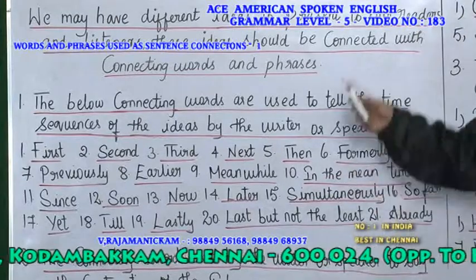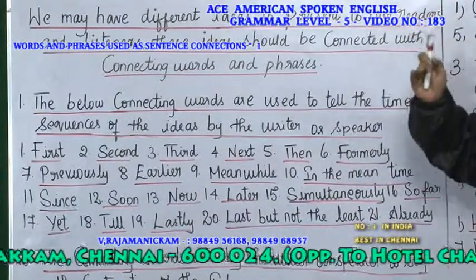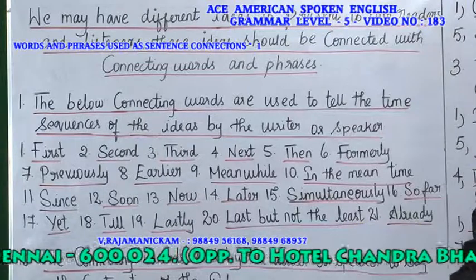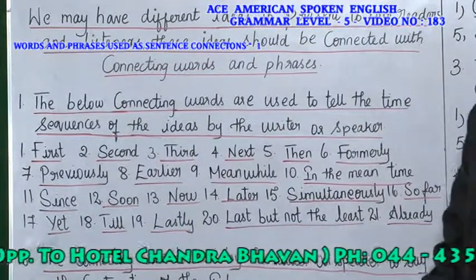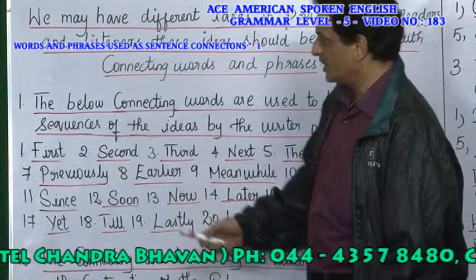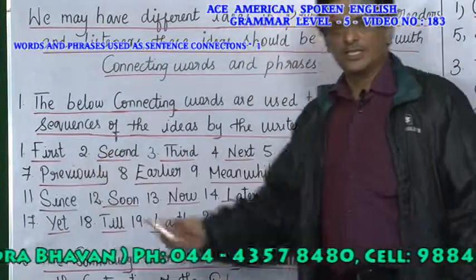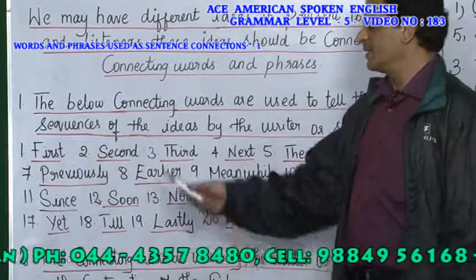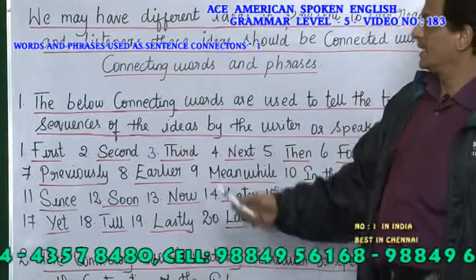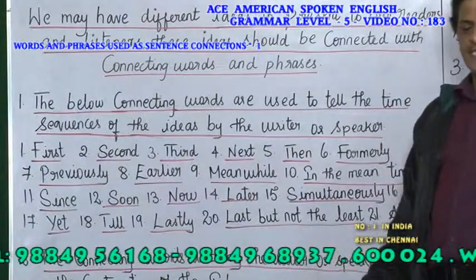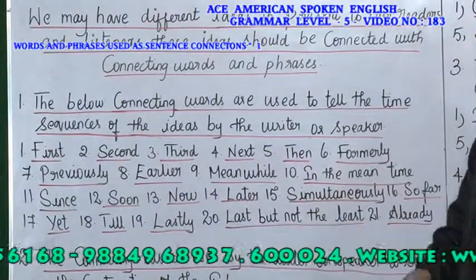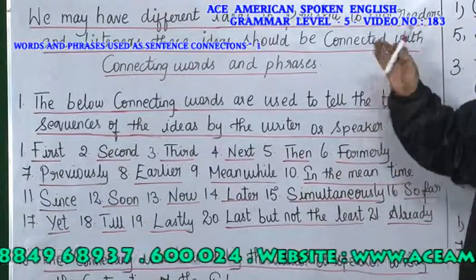So these are the time sequence words which you use when you want to connect ideas according to order of time, right? So what is the first word? What is the word you use? First. Time sequence: first. Number 2, second. Number 3, third. Number 4, next. Number 5, then.